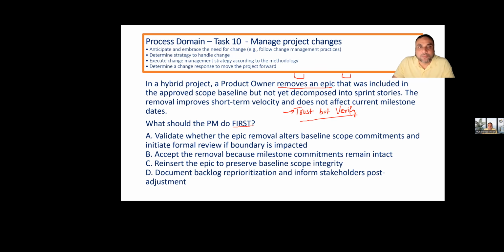Validate whether the epic removal alters baseline scope commitments and initiate formal review if boundary is impacted. Accept the removal because milestone commitments remain intact. Reinsert the epic to preserve baseline scope integrity. Document backlog reprioritization and inform a stakeholder post adjustment.